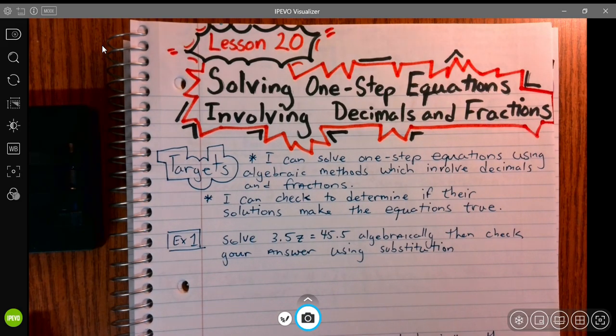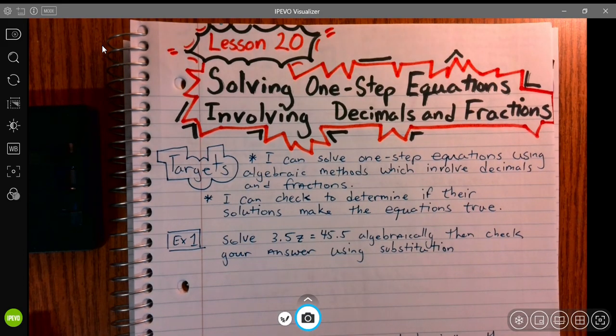Today we're going to be working on lesson 20, which is solving one-step equations involving decimals and fractions. My target today is I can solve one-step equations using algebraic methods, which involve decimals and fractions. My second target is I can check to determine if their solutions make the equations true.